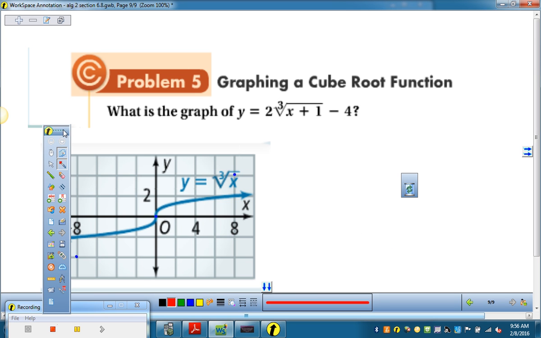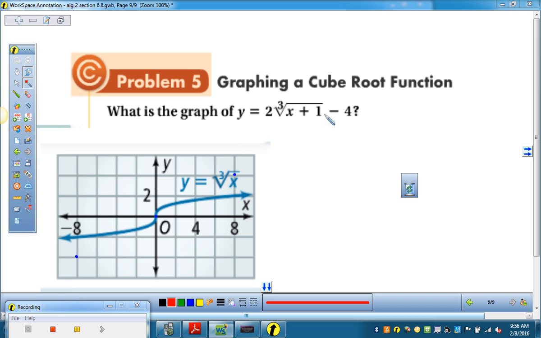All right. And I wanted to have one example of a cube root shifted. So remember to do your stretch first. Take each of our points that we know: 0, 0; 1, 1; 8, 2; negative 1, negative 1; and negative 8, negative 2. We're going to multiply each one of our y's by 2 to start. So 1 times 2 is 2, so that one is now here. 0 times 2 is still 0, and 2 times 2 is 4. So we're up to here.